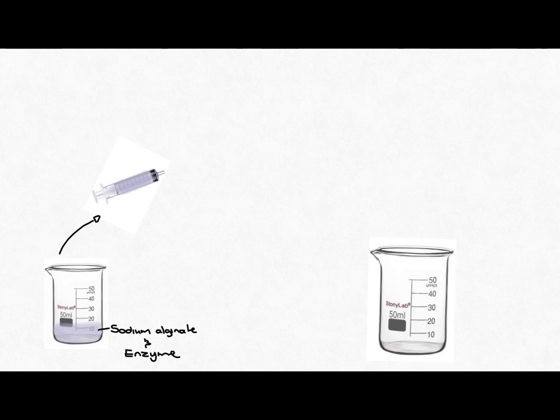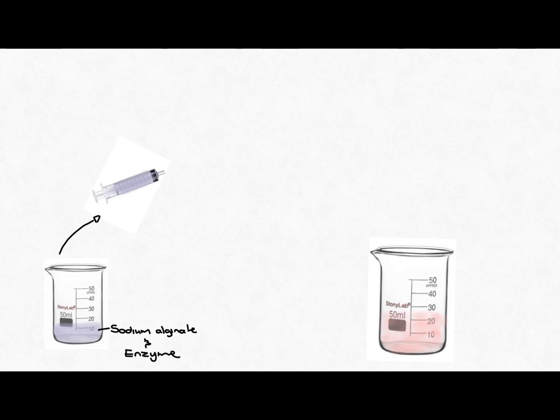The first thing that we're going to do is add an enzyme to sodium alginate. Now, sodium alginate is a polymer that is often extracted from brown seaweed, and it has many uses. We can use it as a drug delivery system, in biotechnology, and in the food industry. We're going to add our solution to a syringe, and in a separate container, we're going to add calcium chloride.